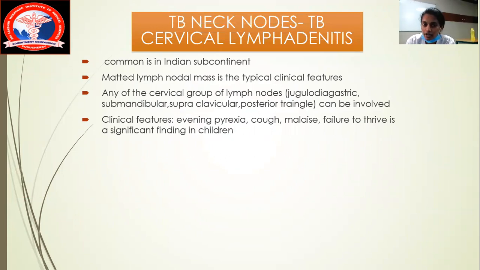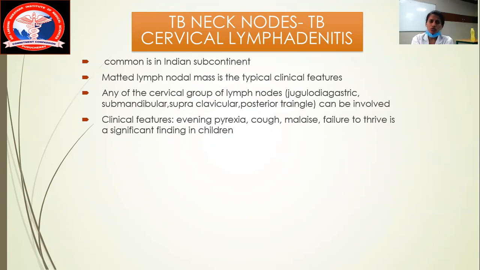The most common one we are now going to enter is TB neck nodes, also called TB cervical lymphadenitis. It is the first and most common manifesting feature of extrapulmonary tuberculosis. It is more common in the Indian subcontinent, because TB is endemic in our area rather than in other countries.